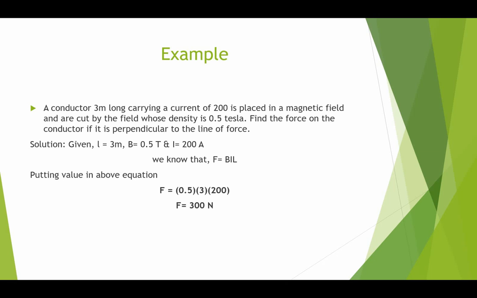So the solution. The given data: L is 3 meters, B is 0.5 Tesla, and I, the current in the conductor, is 200 ampere. We know the formula, F equals BIL. Putting the values in the above equation, we get 300 Newton of force exerted on the conductor, which is 3 meters long and carrying a current of 200 ampere.